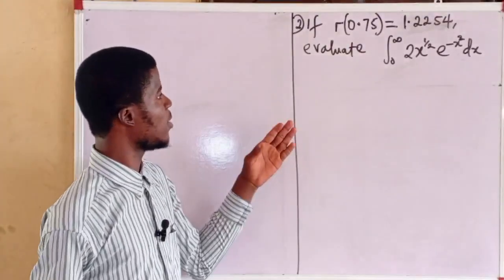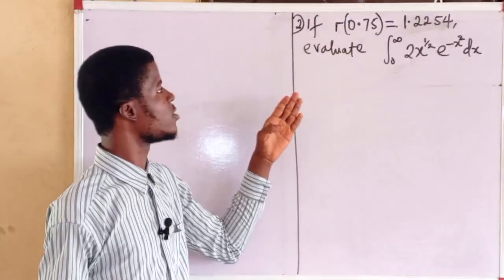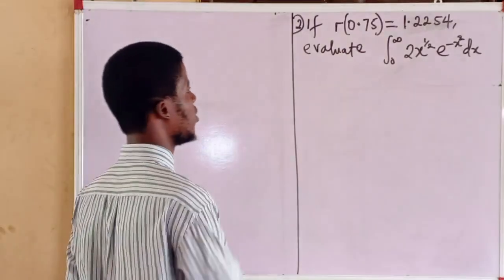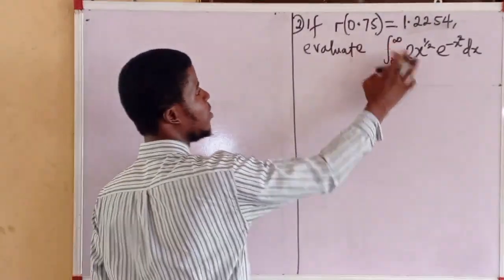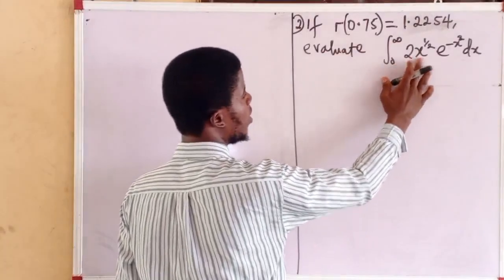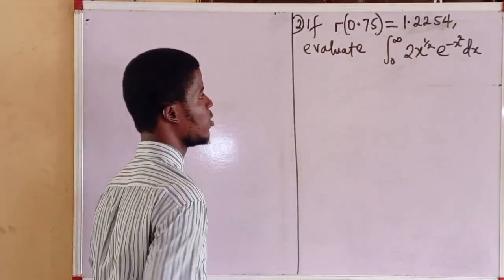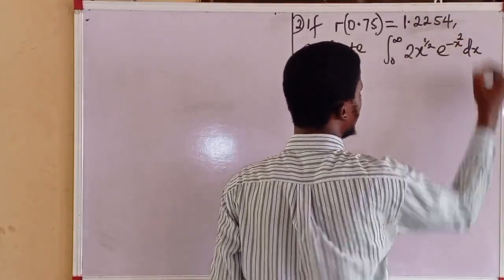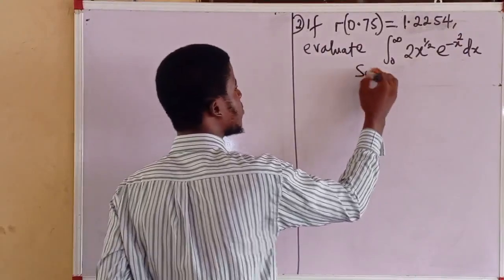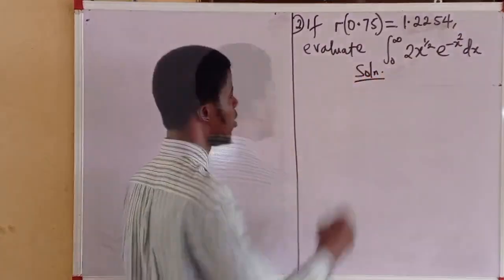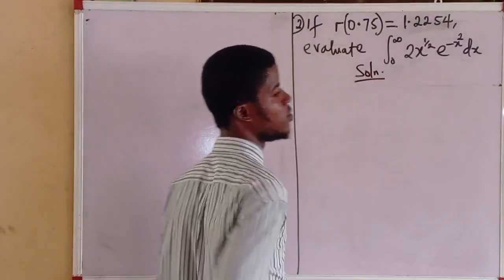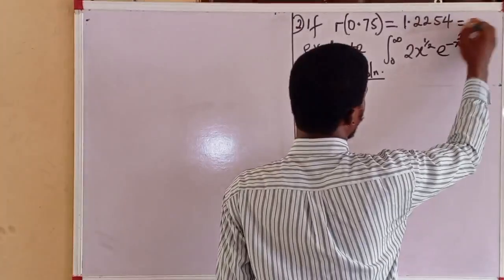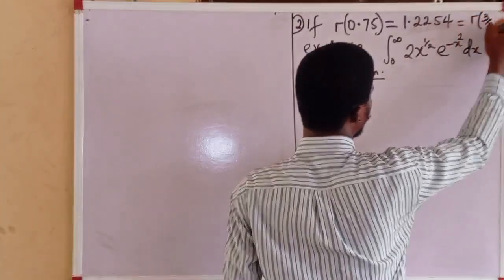If gamma of 0.75 is equal to 1.2254, we have to evaluate the integral from 0 to infinity of 2x to the power of 1 over 2 times e to the power of minus x squared dx. This is x squared, all right? 0.75 is 3 over 4. So this is actually gamma of 3 over 4.